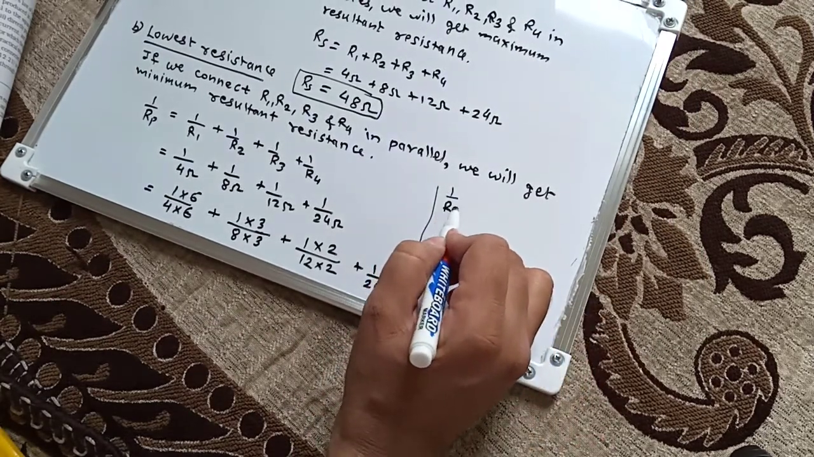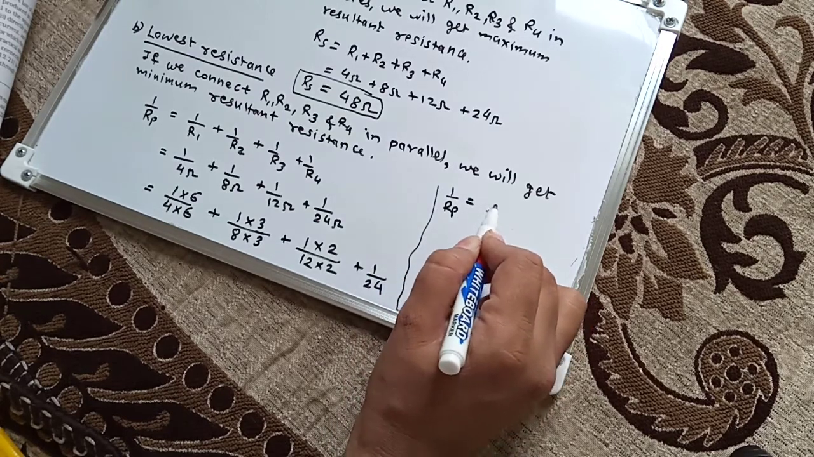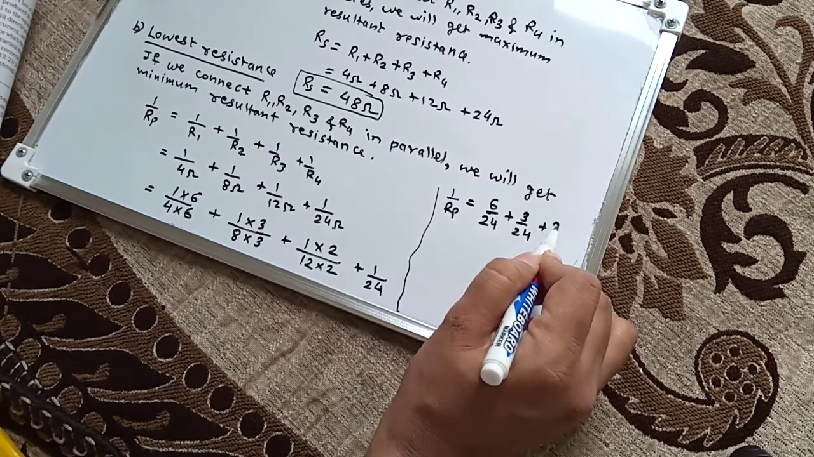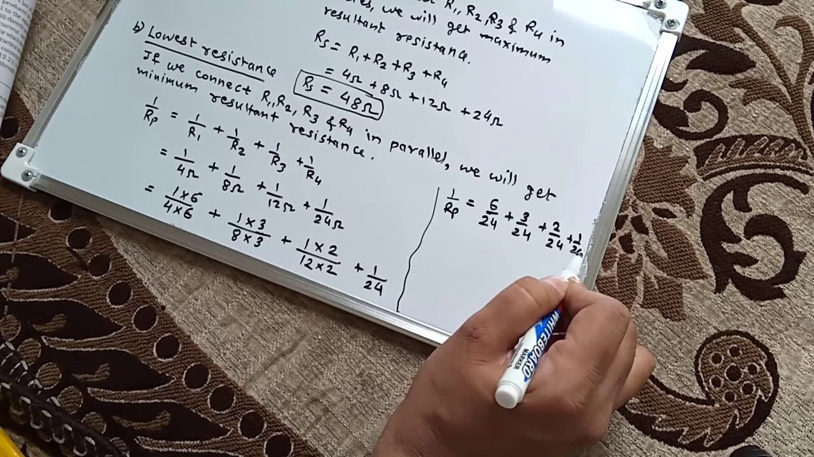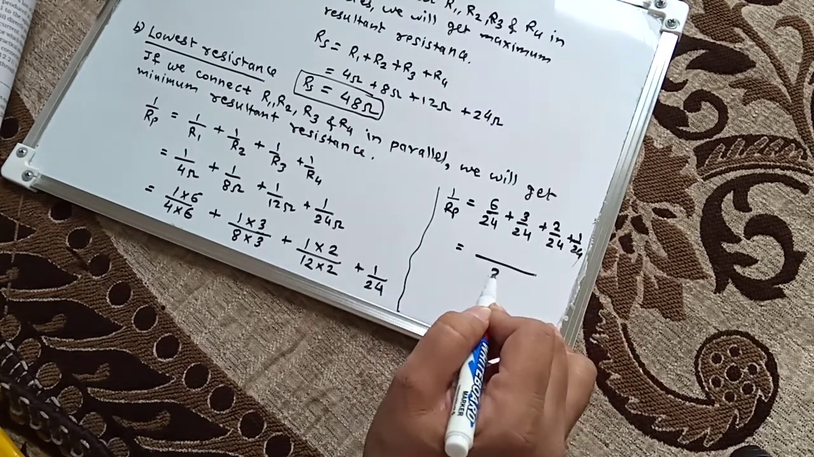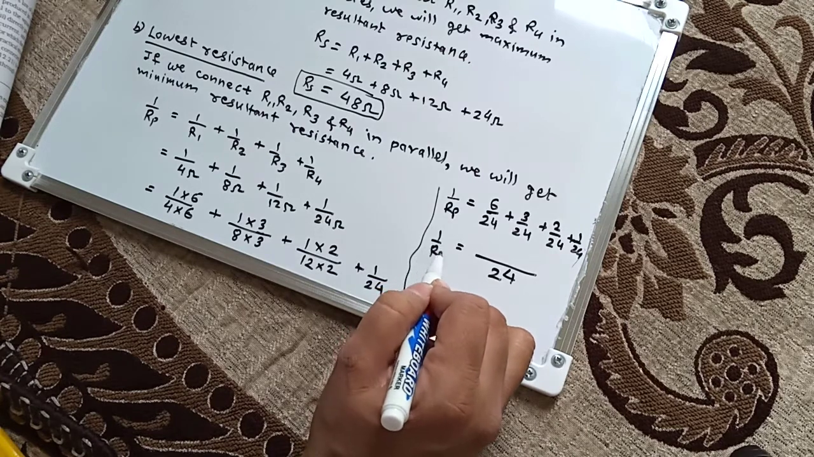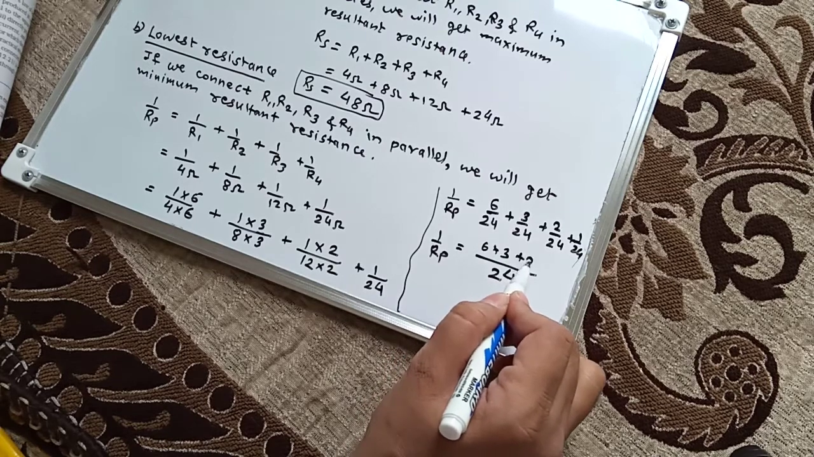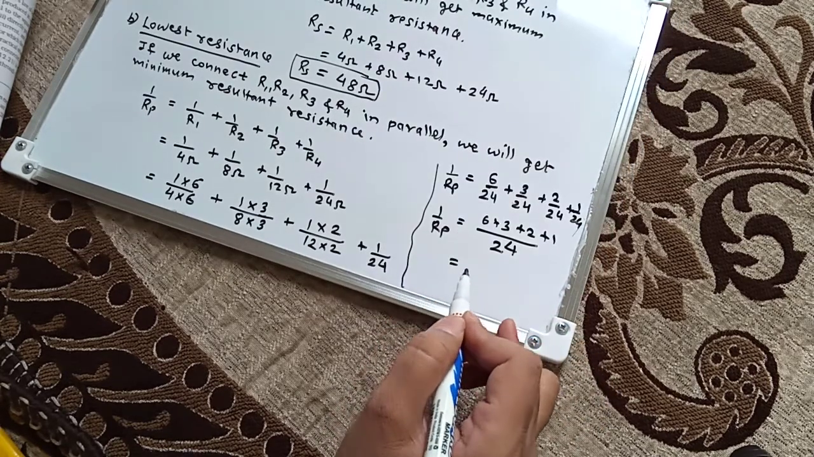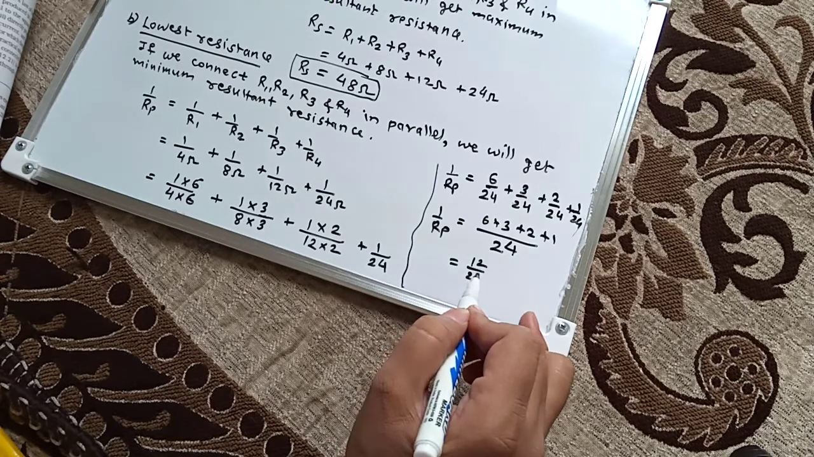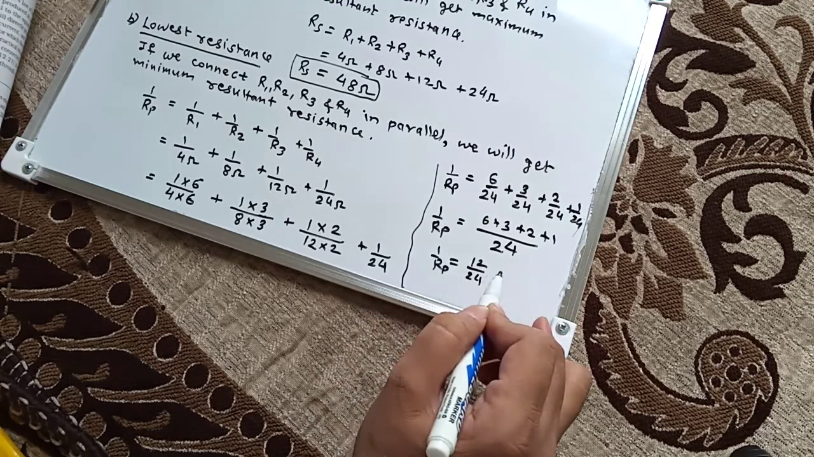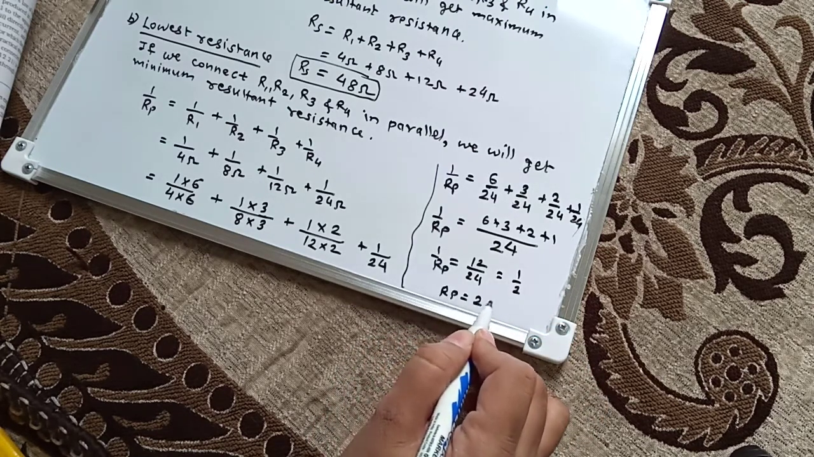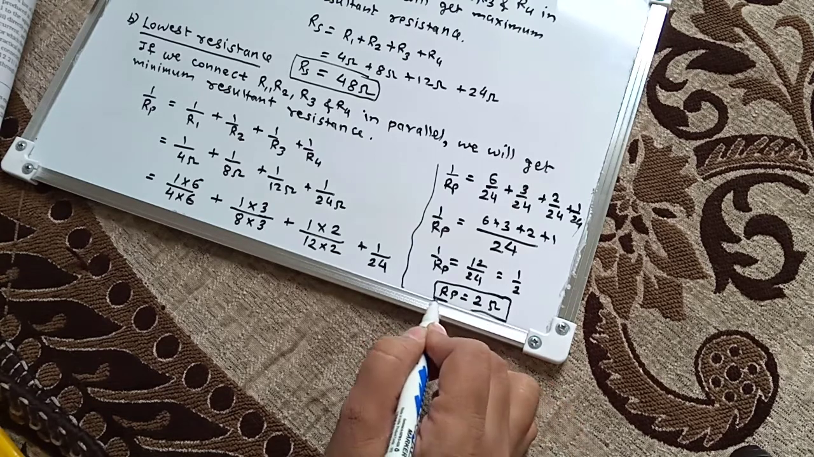1 upon Rp is equal to, this is 6 by 24 plus 3 by 24 plus 2 by 24 plus 1 by 24. So the denominator is the same, we will write it only once. This is 1 upon Rp and we will add the values 6 plus 3 plus 2 plus 1. So 6 plus 3 is 9, 9 plus 2 is 11, plus 1 is 12. This will become 12 by 24. This is 1 upon Rp. So after solving we get 1 by 2, and if we do the reciprocal we will get Rp is equal to 2 ohms. This is the minimum resistance that we are getting.